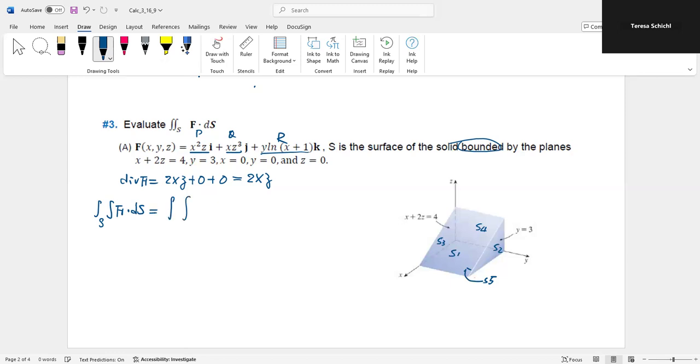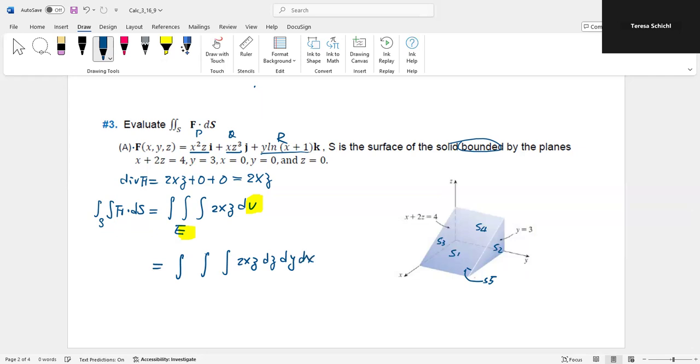Now my surface integral of this vector field over these 5 surfaces can be changed to the triple integral over this solid of the divergence, 2xz, with respect to volume. So now let's see how to set up the volume integral. This is 2xz. Let's do dz first, so we do dz dy dx.